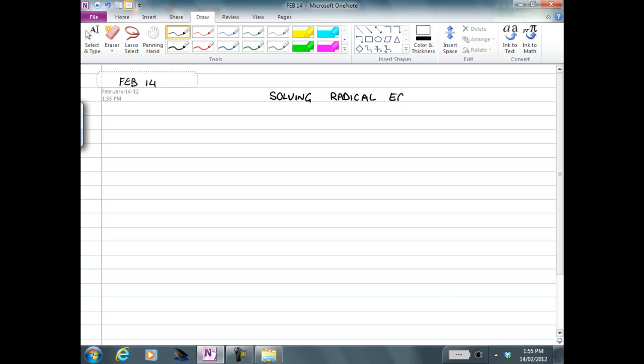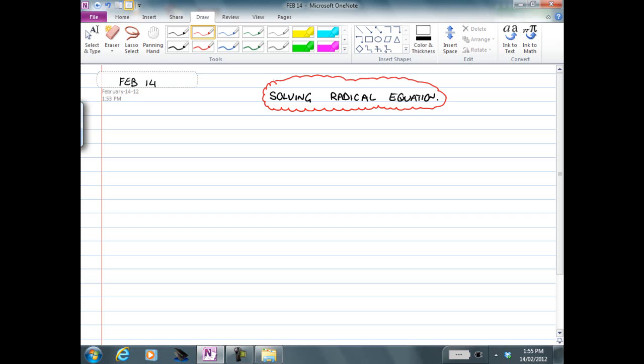Radical equations. On your homework, if it says cubic functions, ignore it for now, please, because I'm going to teach you cubic later. For now, I want you to focus on square roots. Cube roots will be dealt with tomorrow. I want you to master square roots. Cube roots are a bit more tricky.